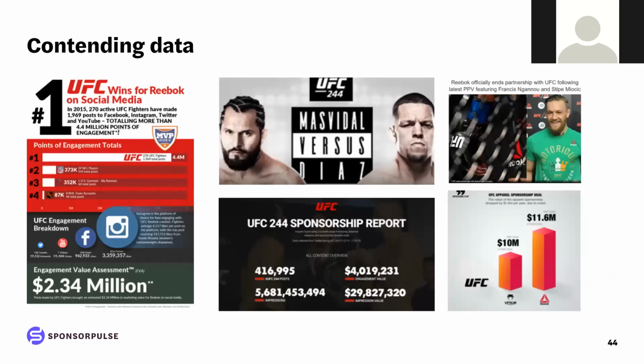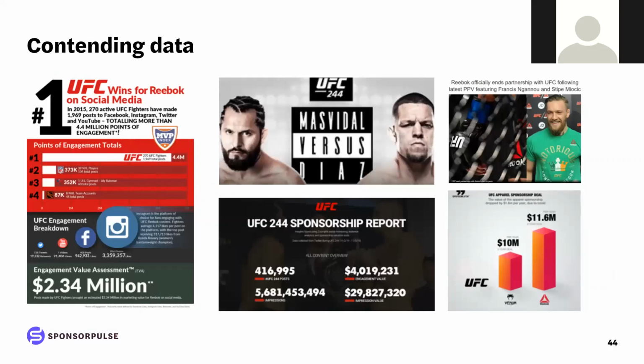Contending data is one of my favorites, where brands and properties will put out or do a media evaluation and come up with these very big numbers. So you take UFC and you take Reebok. Reebok was the outfitter for UFC for quite some time. They were spending, based on public information from what we found, about $11.6 million per year.